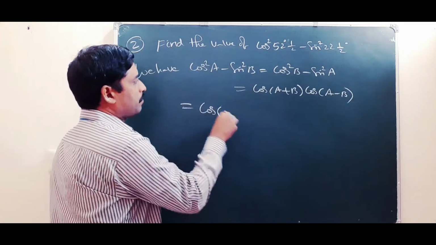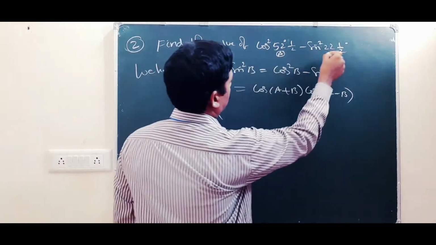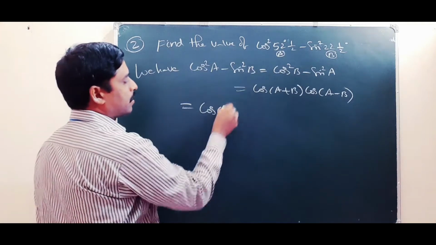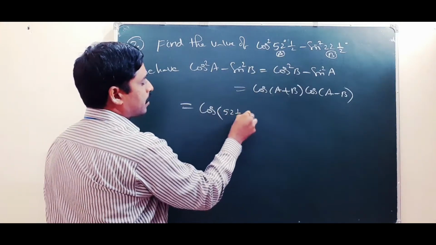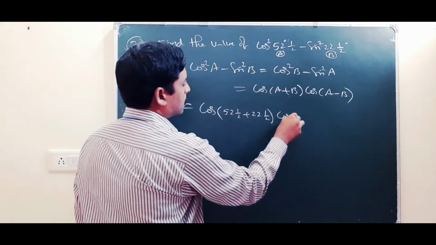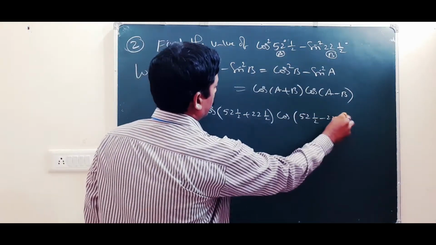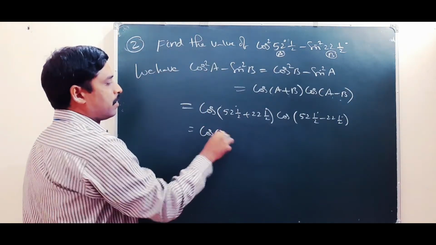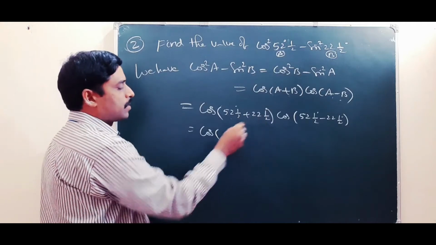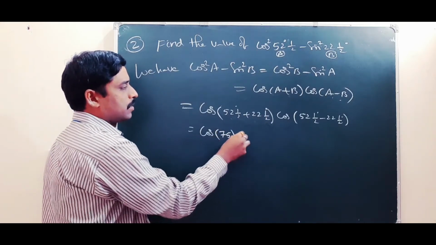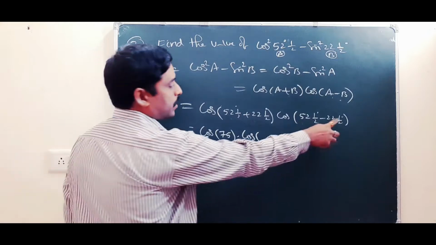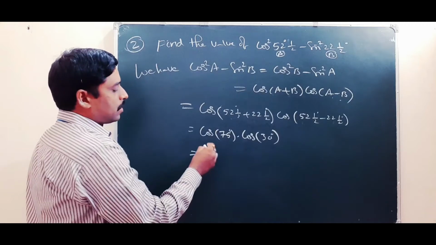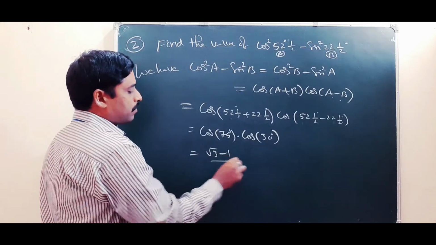So this will be cos of a plus b, where a is 52 and a half and b is 22 and a half. Now this is going to be cos of 52 and a half plus 22 and a half, into cos of 52 and a half minus 22 and a half. That is a plus b and a minus b, in degrees. So cos of 52 plus 22 is 74, plus the halves make 1, so 75. And cos of 52 and a half minus 22 and a half will be 30 degrees. Cos 75 degrees value is root 3 minus 1 by 2 root 2.